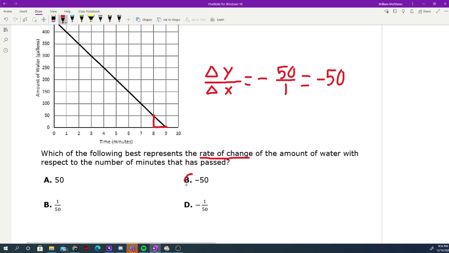I look at my answers. I have B, D, and B, said that backwards. B and D are if I had the fraction flipped upside down, I might make a mistake there. And then A and B are if I forgot that this line is going down before it goes over. The negative is key.